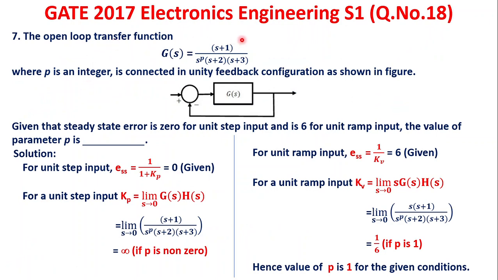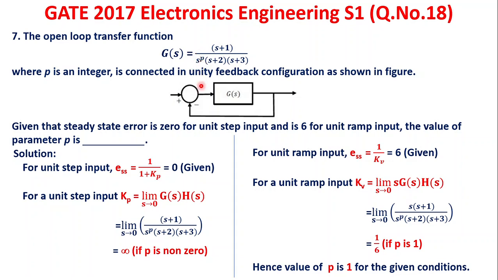GATE 2017 Electronics Engineering Set 1 question number 18, from that this question is taken. The open loop transfer function is given, where p is an integer, connected in unity feedback configuration as shown in the figure. Given that the steady state error is 0 for unit step input and 6 for unit ramp input, the value of the parameter p is dash. That means they have given the steady state error information for unit step input and ramp input. They are asking what is this power p, what is the value of p.